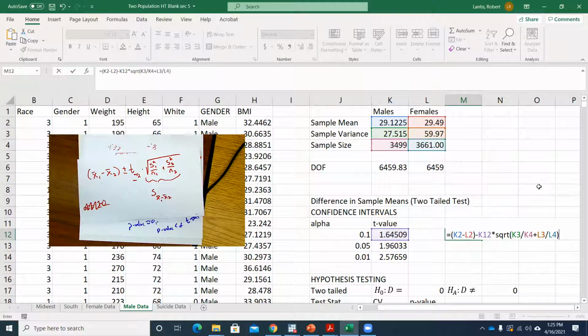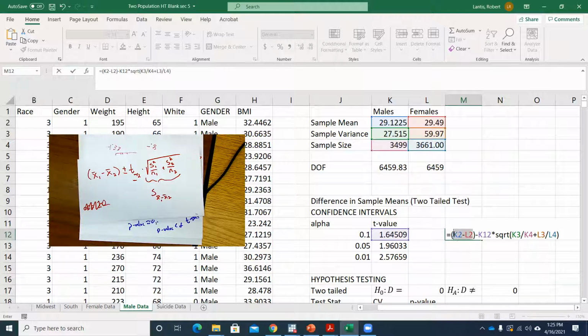And I've got my lower bound equation. Okay. Now the problem is when I'm constructing my other lower bounds, I'm going to be using the same sample means, sample variances, and sample sizes. The only thing that changes is that t-value. So when I copy this down, the only thing I want to change is this K12.